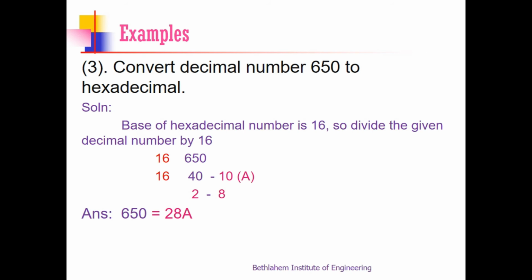Till 9, decimal number and hexadecimal are the same. 0 to 9, both the decimal and hexadecimal are the same. But after 9 in decimal we have 10. In case of hexadecimal, after 9 you have A, B, C, D, E, F. Okay. So we are replacing the 10 by A. So the answer is 2, 8, A. Writing the answer, 650 is in decimal, so I have to give the base as 10. Then 28A, it is in base 16.